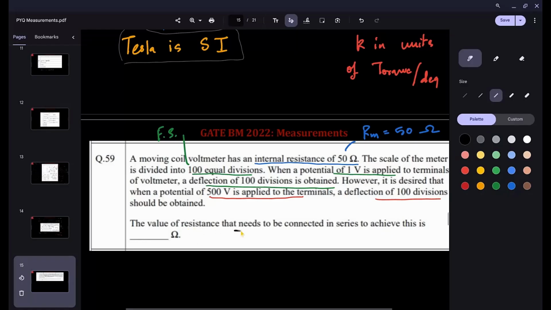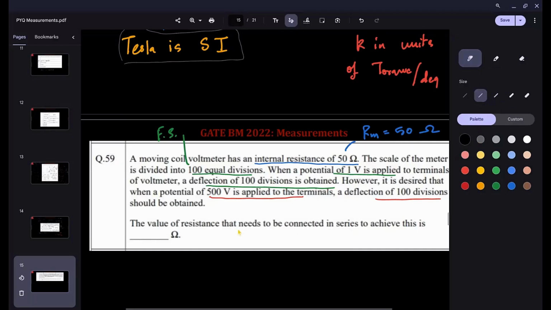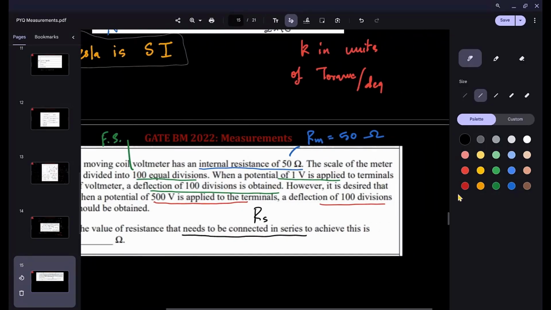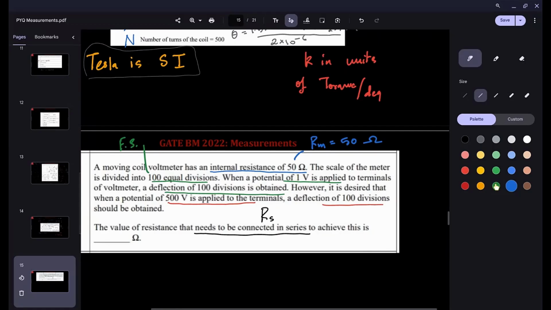And the value of the resistance that needs to be connected in series. Of course, now they are referring to the shunt. Let me put it this way, RS. So this can give me the full scale current. The green and this thing: V is IR. I can easily get the full scale current from that. Notice IFS is 1 by 50, V by R. I got the full scale current.